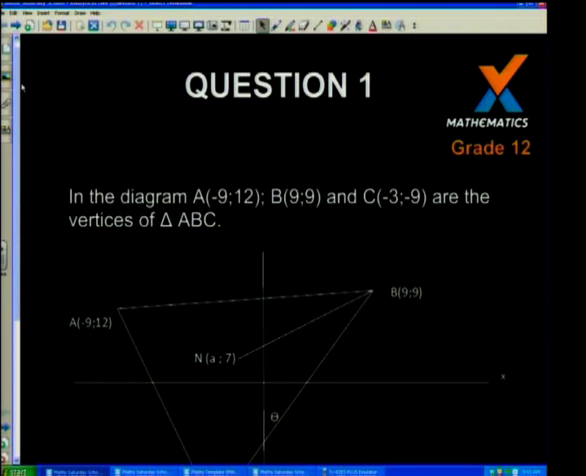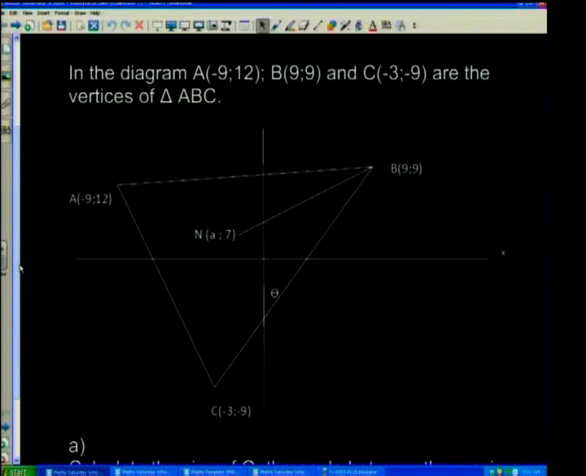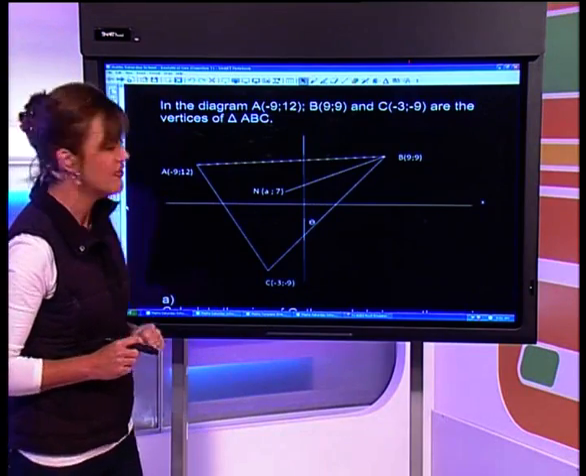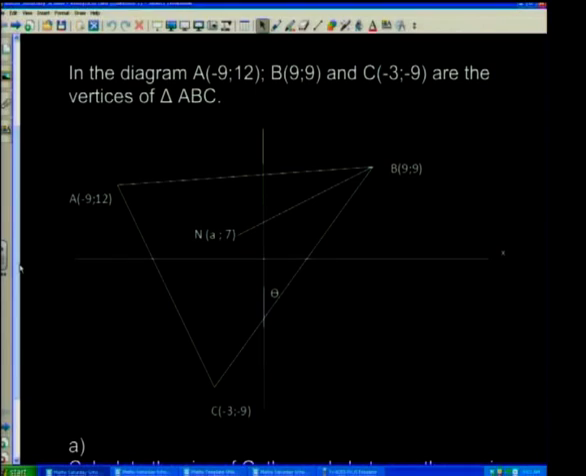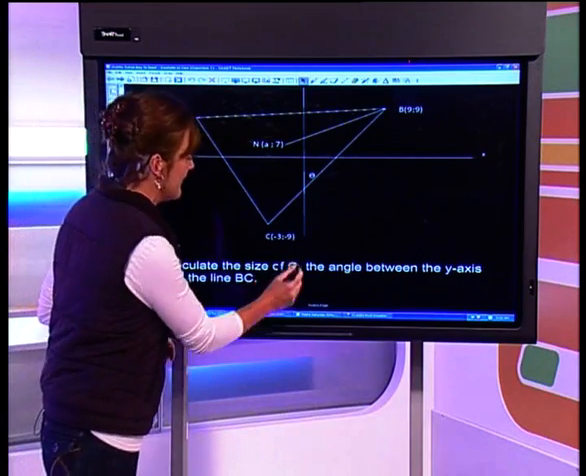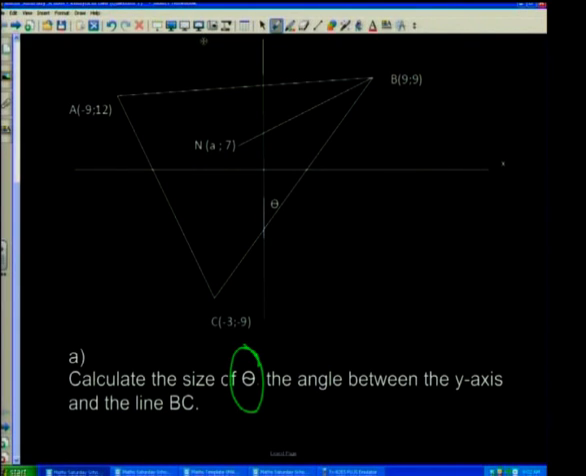In the diagram we have a triangle with 3 vertices. We've got A, which is the coordinate point (-9; 12). We've got B, which is the coordinates (9; 9). And we've got C, which is the coordinates (-3; -9). We've got a point on the inside over there, which is point N. The x-coordinate is an A, so we don't know what that is. We've got 7, and sitting down there in this little point over here is our theta. That is what question 1 is asking us to do: find the size of theta, which is the angle between the y-axis and your line BC.